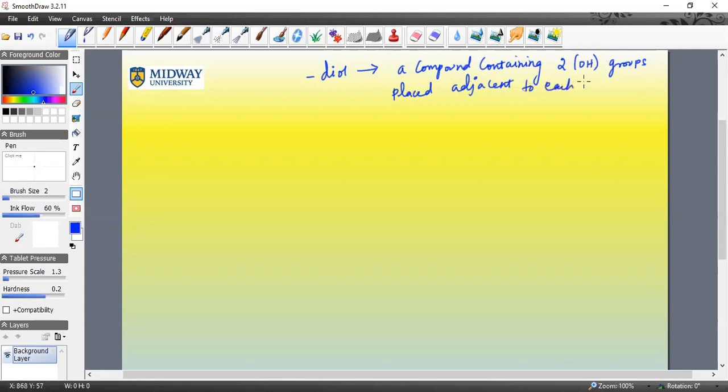Let's say, I'm not going to draw you the actual compound. Let's say this side of the compound contains a chain, this side of the compound contains a chain. But just because you have two hydroxy groups in the compound somewhere, that is not a diol. These two hydroxy groups must be on two carbons adjacent to each other. This is what is known as a diol.